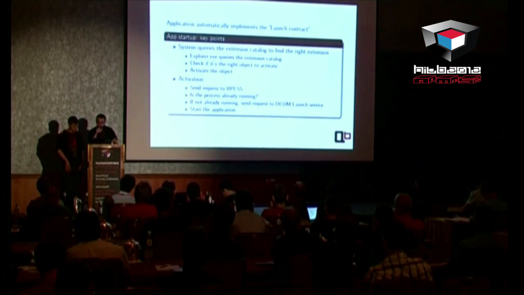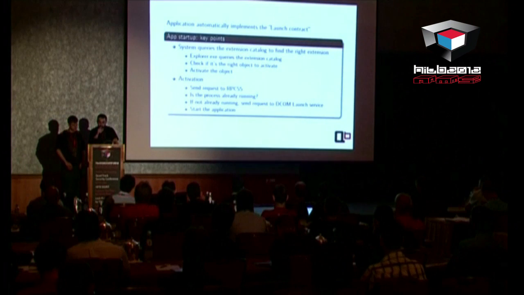So, how is an application started? At first, the system will query the extension catalog to find the right extension. Everything starts in explorer.exe. When you tap or click a tile inside the Windows 8 desktop, it is explorer.exe that is called first. It simply checks the extension catalog and checks if the right object can be activated.